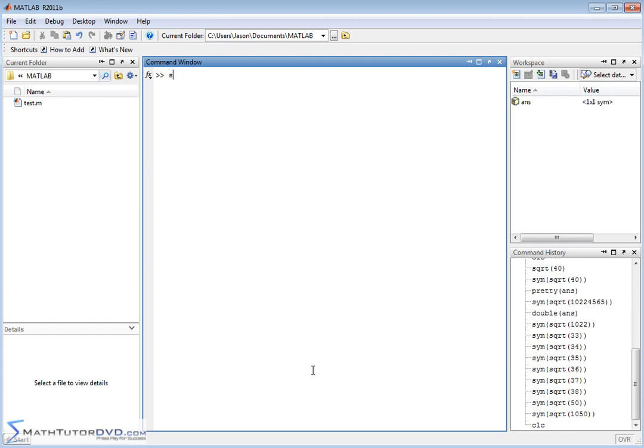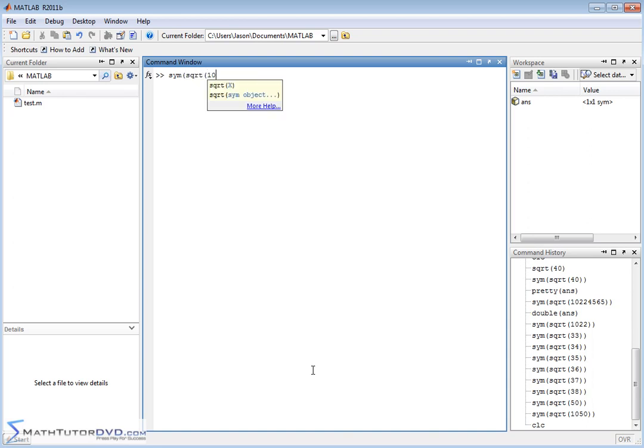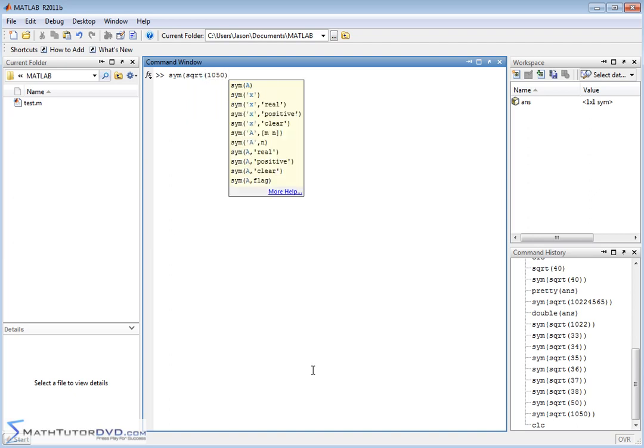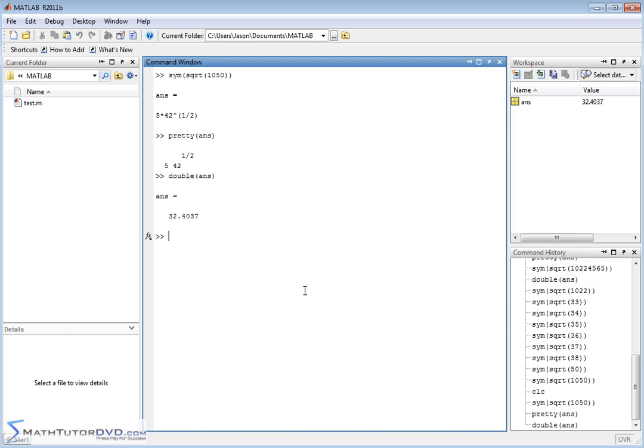What if we wanted, as another test, the symbolic representation of the square root of, let's say, 1050, something large. This would take you a little while by hand to factor it all out, collect all the terms, and figure out what it is. MATLAB quickly tells you it's 5 times 42 to the power of 1/2. So 5 times the square root of 42 is going to be that answer. And if you require that in decimal form, you can always just type double answer. It converts whatever you want to a decimal. So the answer is 32.4037.